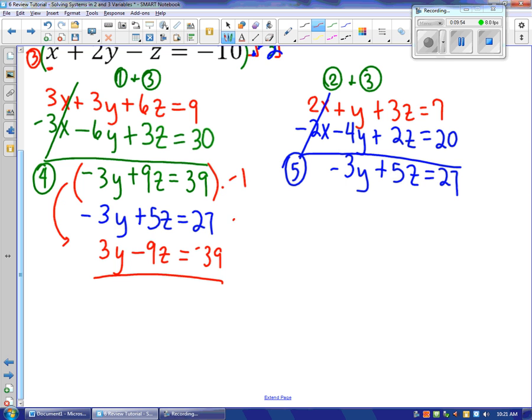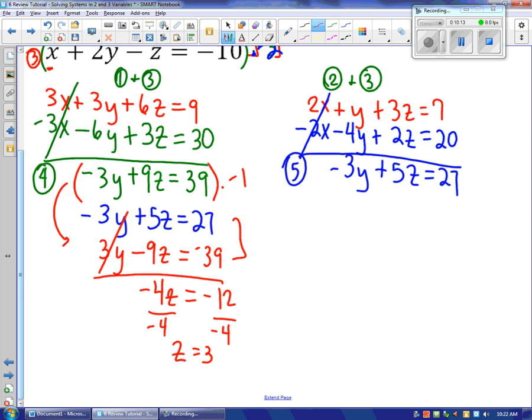Now when I combine these 2 equations, my y's now cancel. I'm left with a negative 4z, and that's going to equal negative 12. And so to solve, I'll divide both sides by negative 4, and I find that z is equal to 3.